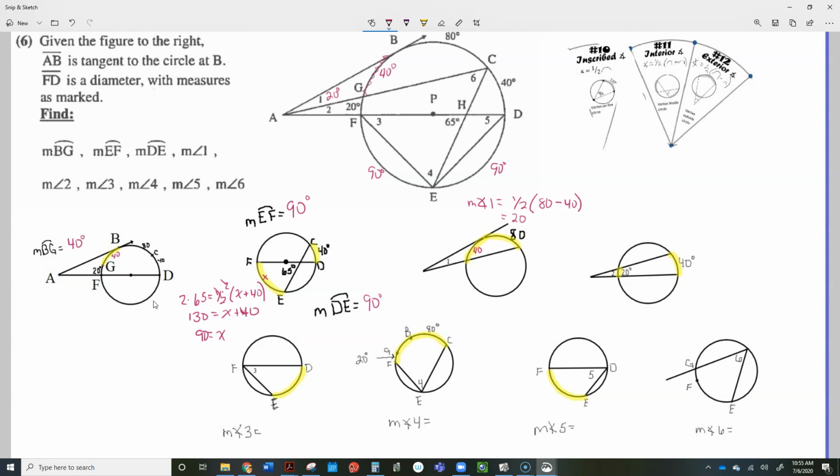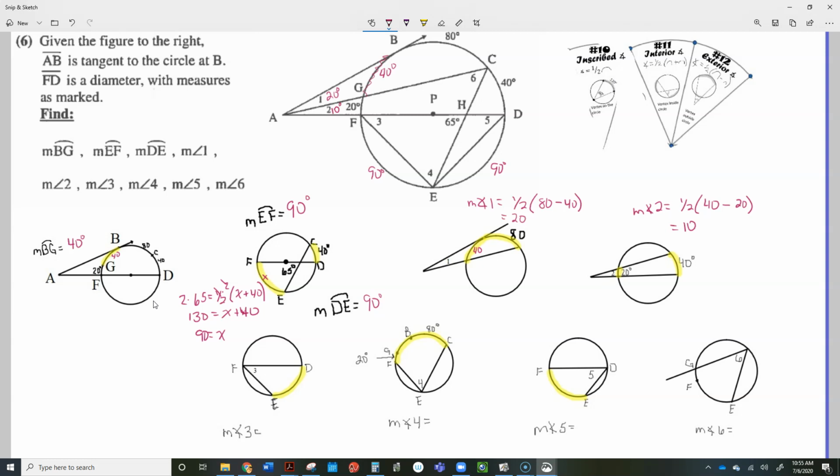Both of the arcs that belonged with angle 2, both the intercepted arcs, were given. So 40 and 20 were both given. It's an angle formed on the outside, so the measure of angle 2 is equal to 1/2 the big arc minus the little arc, the difference of the arcs. 40 minus 20 is 20. Half of 20 is 10. So the measure of angle 2 right here is 10 degrees.